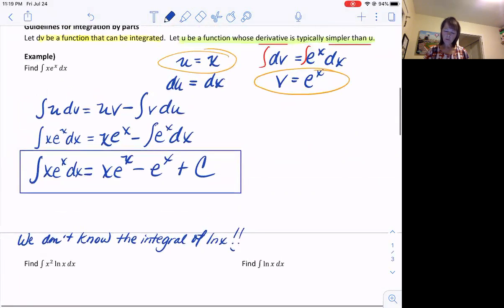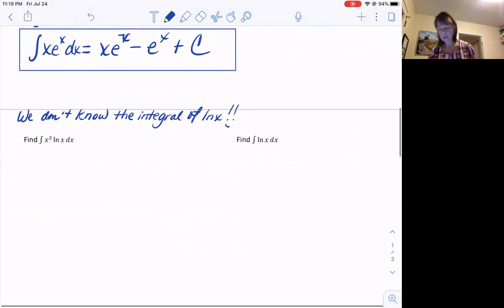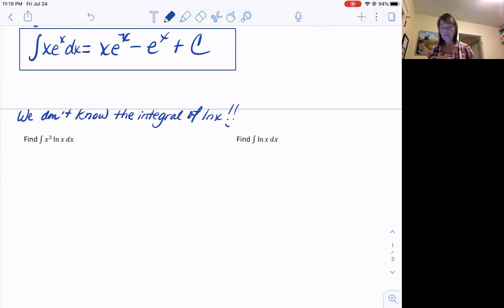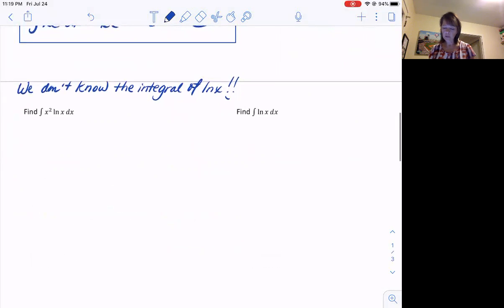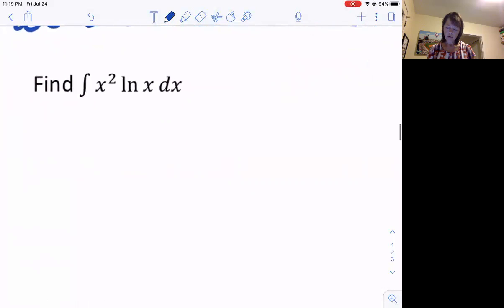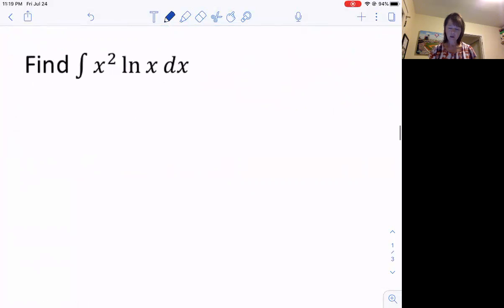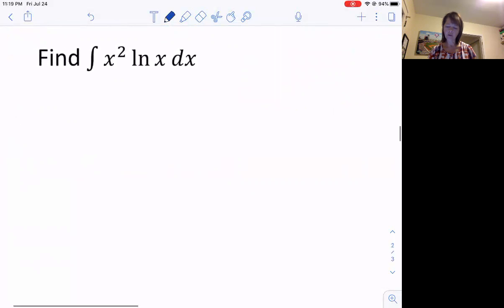All right, so there's our first integration by parts. Now remember that you have to be able to take the derivative. dv has to be integrable. And I look at this one and I've got two functions. So here in the functions, we don't know the integral of ln of x. So we're not gonna pick that for our dv.